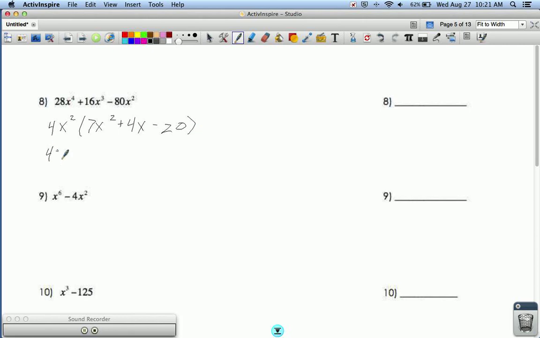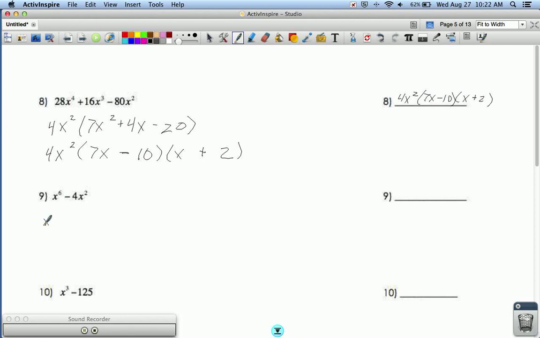Now we've got to see if that quadratic is factorable. Only option for 7x squared is a 7 and a 1. 20, we got quite a few options here. Looks like 10 and 2 is going to be the winner though, right? Because that gives me a 10 and a 14. So if I do a positive 14 and a negative 10, it gives me a positive 4. So x squared, 7x minus 10, and x plus 2.